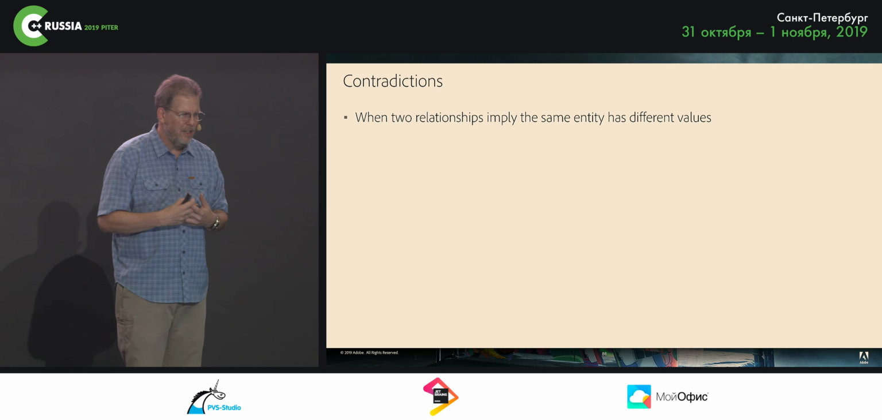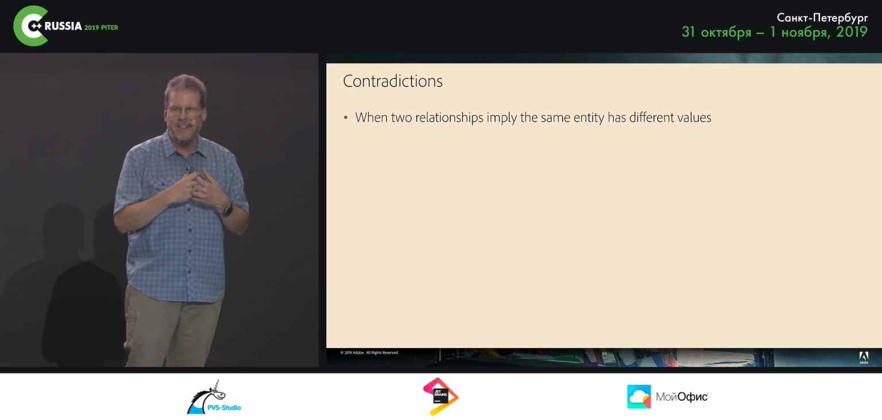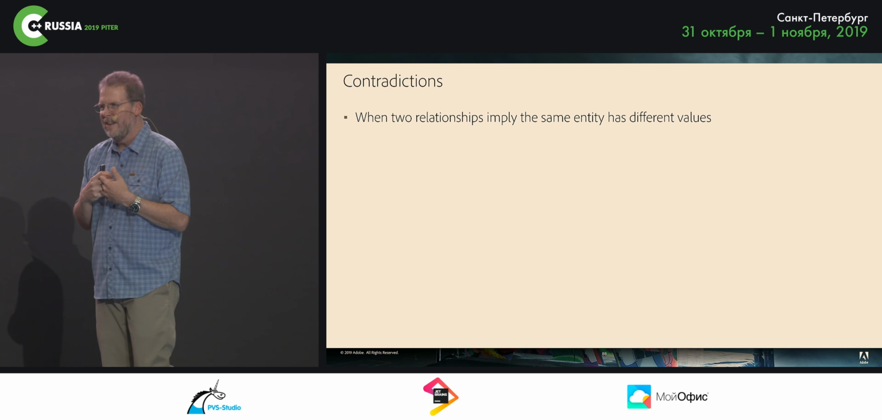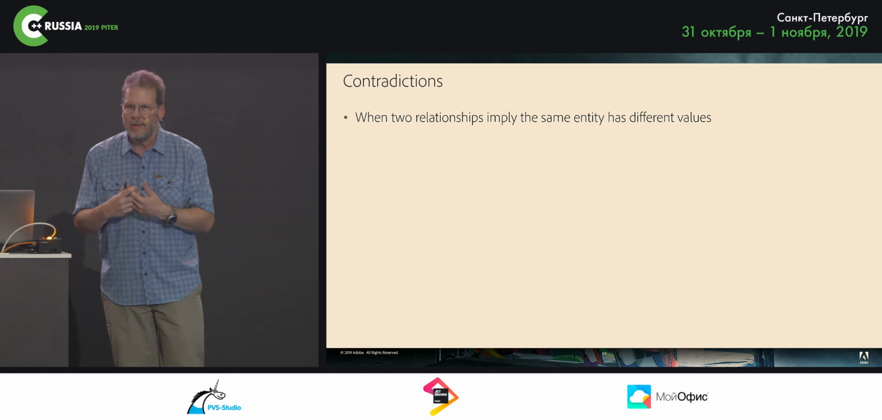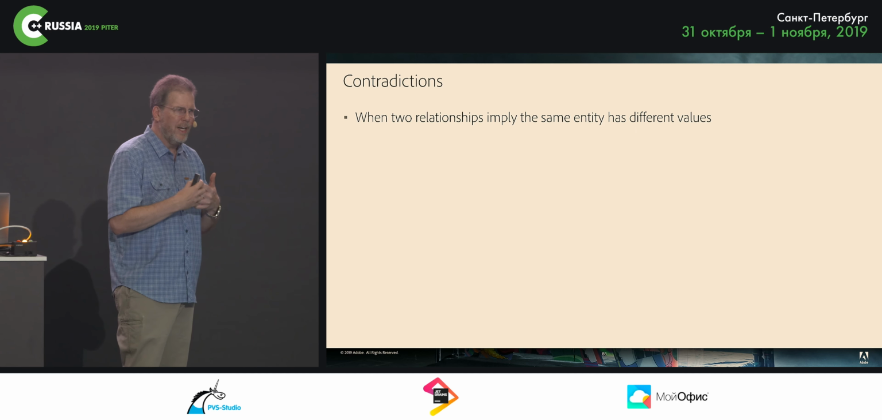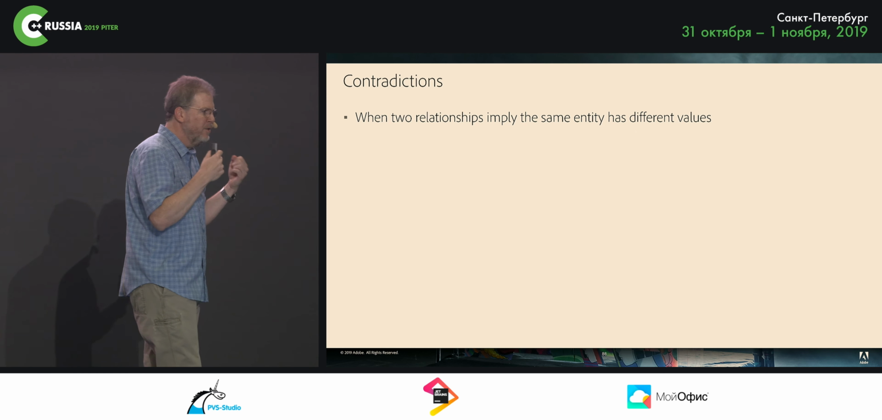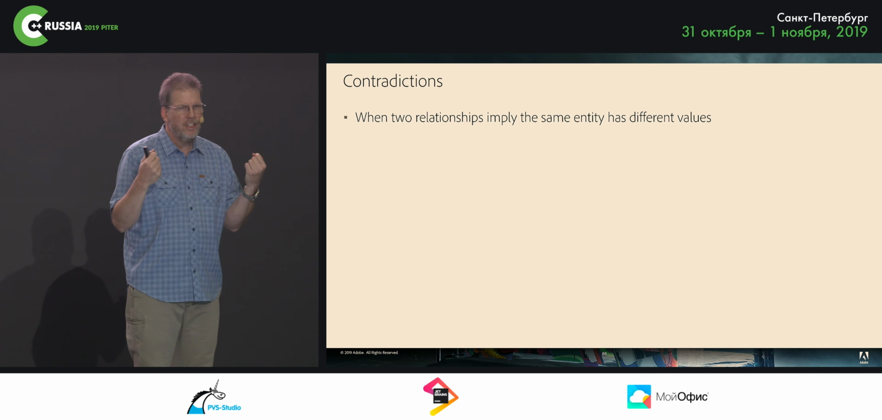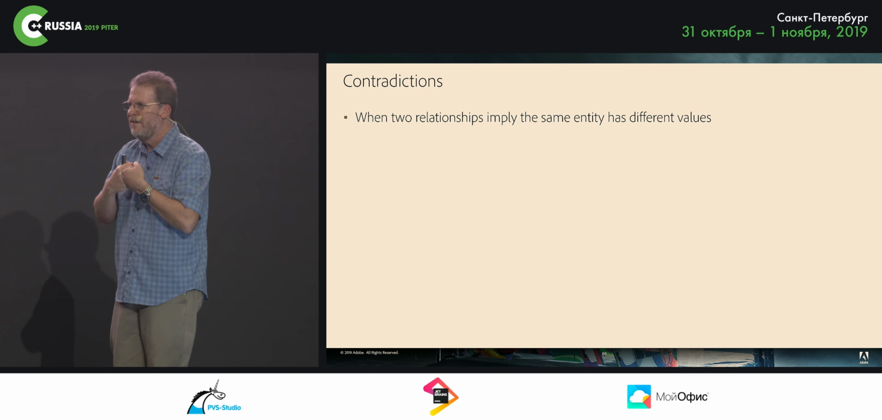So, what is a contradiction? It's when 2 relationships imply the same entity has a different value. That's what a contradiction is. When you're writing a unit test, what you're trying to do is write the same piece of code in at least 2 different ways and check to make sure that they're consistent, right? You're checking to see if you have a contradiction.